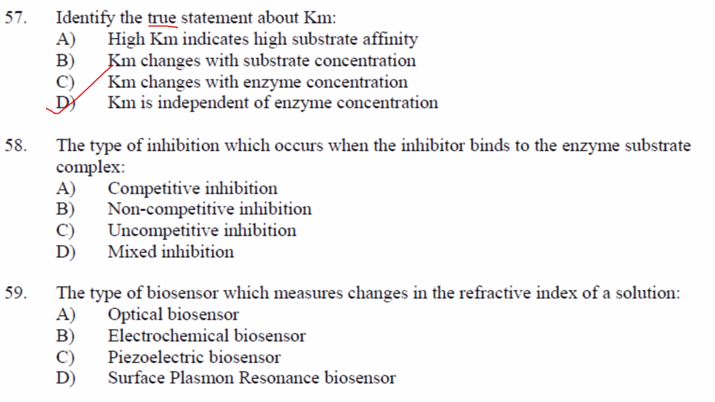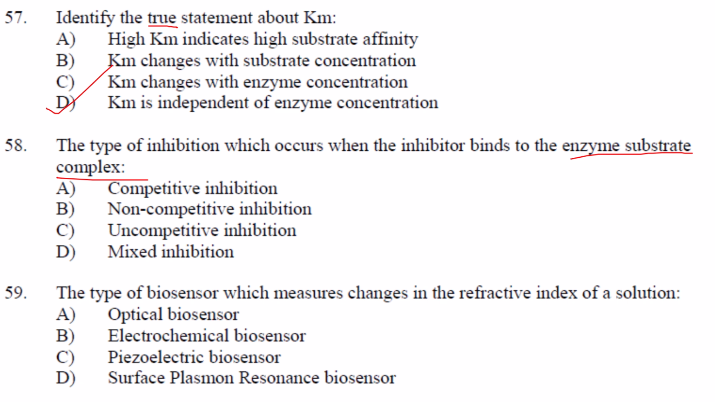The type of inhibition which occurs when the inhibitor binds to the enzyme substrate complex. Okay. Now if you see competitive inhibitor, it competes with the substrate binding site of the enzyme, or I can say it competes with the substrate for the active site of the enzyme. So that is what competitive inhibition does. It doesn't bind to enzyme substrate complex.